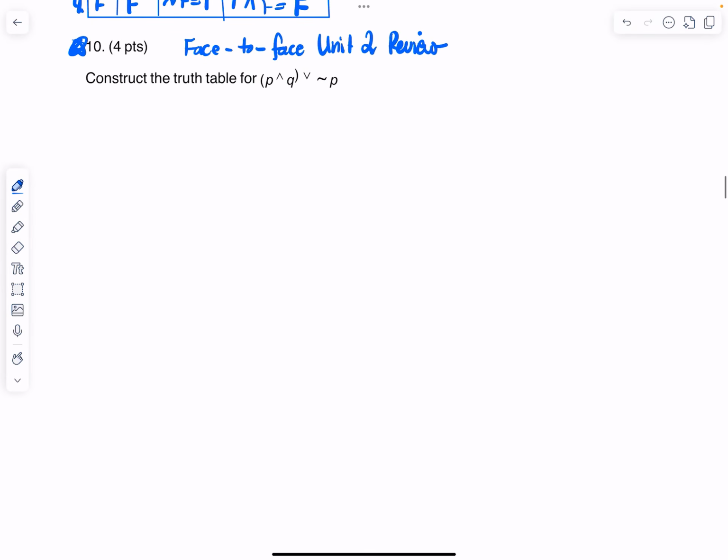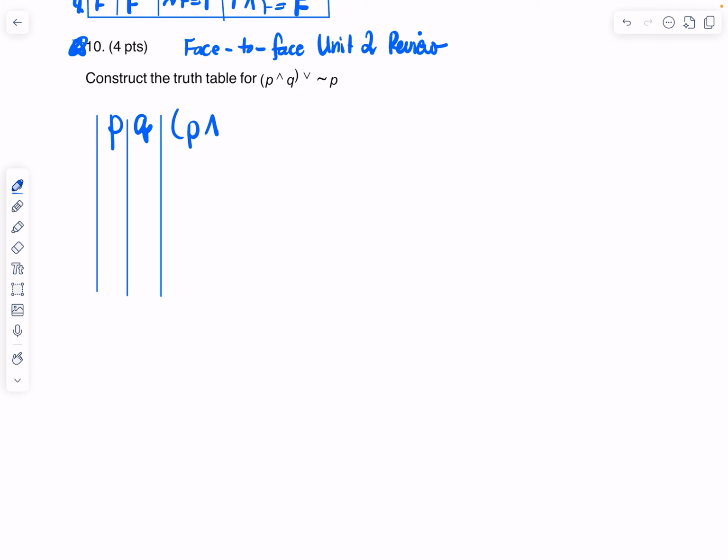Okay, number 10 says construct a truth table for P and Q or negation P. So I only see 2 letters, so I know with this I'm going to have 4 rows. So I start with the P column, the Q column. And then I'm going to do P and Q together because that's the first piece of the and. And then I'm going to do negation P. And I'm going to put all the pieces together. So P and Q or negation P.